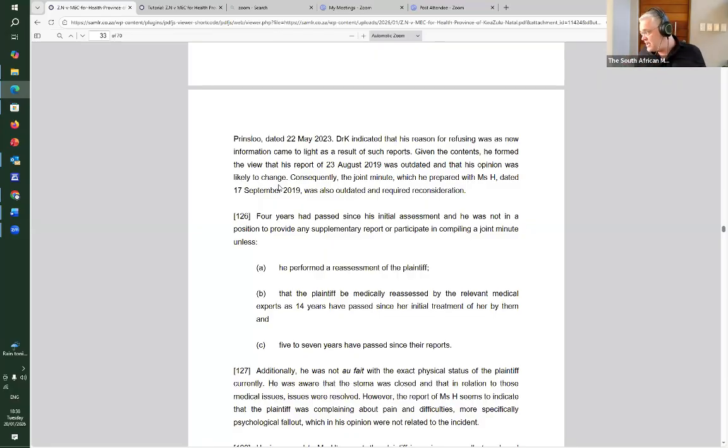So what I want to stress here is you see how this particular expert had his eye on the ball. He was aware of the issues. He was aware of the changes that came about as a result of these additional documents coming to light. Okay? And he then formed the view that his original opinion is outdated, and then consequently the joint minute, which he had previously prepared with Ms. H, dated 17th September 2019, was also outdated and required reconsideration.